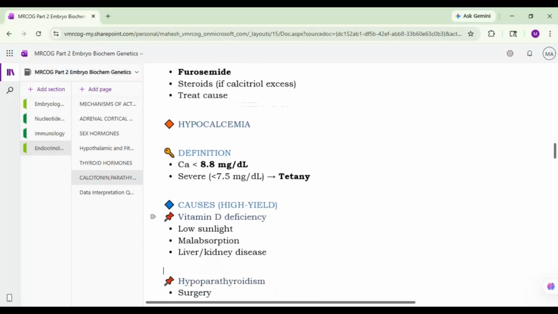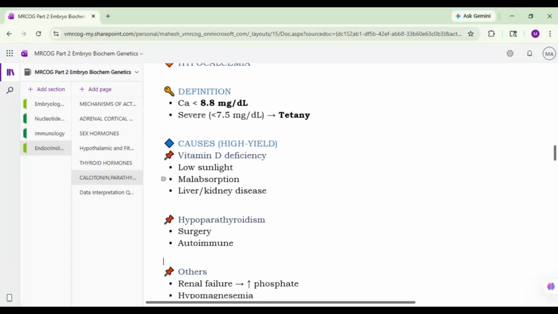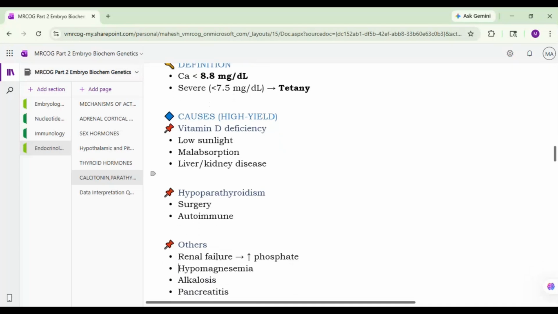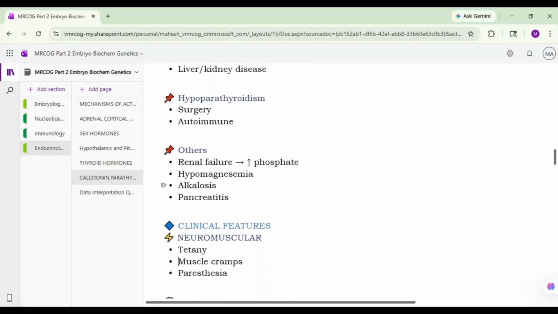Okay, now coming to hypocalcemia. Hypocalcemia is a calcium level less than 8.8 milligram per deciliter. Severe hypocalcemia, when it is less than 7.5 milligram per deciliter, will lead to tetany. Okay, so causes: one is vitamin D deficiency. It may be because of low sunlight, malabsorption, or liver disease or kidney disease. Second is hypoparathyroidism. It may be related to surgery or an autoimmune condition. Then other causes such as renal failure, that will increase the phosphate. Then hypomagnesemia, alkalosis, pancreatitis.